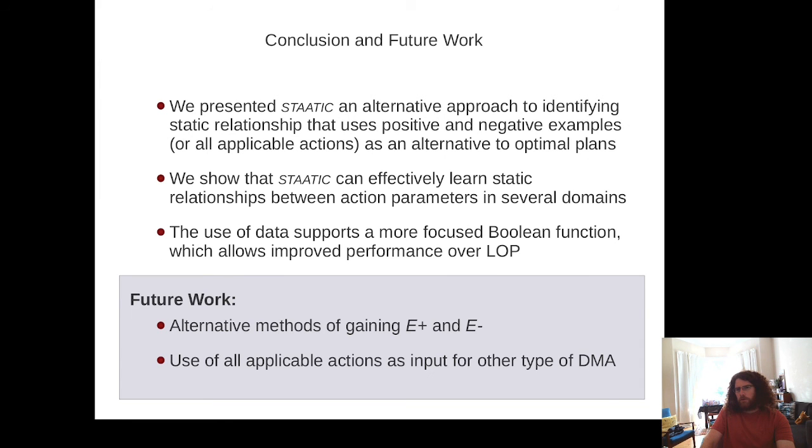So, in conclusion, we presented an alternative approach to identifying static relationships based on examples, and it's not using optimal plans. And we showed that it can identify static relationships. And because its Boolean function is more focused and it can operate action by action, it's also able to improve on the performance of LOP.